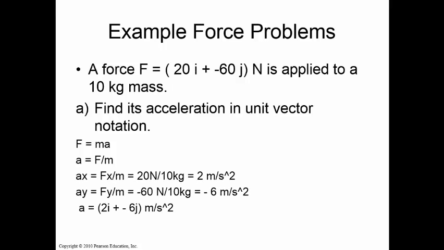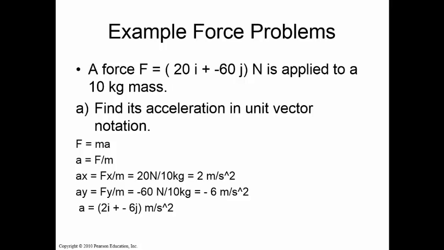So if I have a force that's written in unit vector notation, like this, F equals 20i minus 60j newtons, and it's applied to a 10 kilogram mass, if I'm asked to find its acceleration in unit vector notation, then I'm going to approach this the same way I have in the previous problems. I'm going to start with F equals ma, and I'm going to solve for a. a is equal to the force divided by the mass.